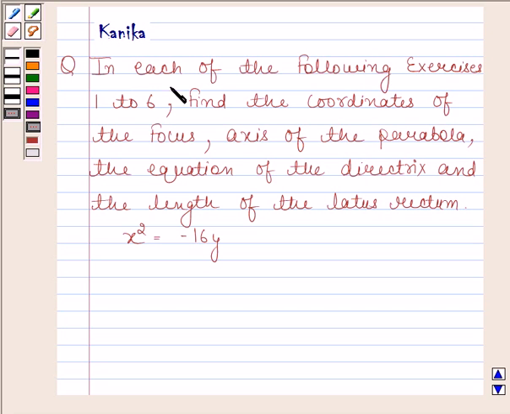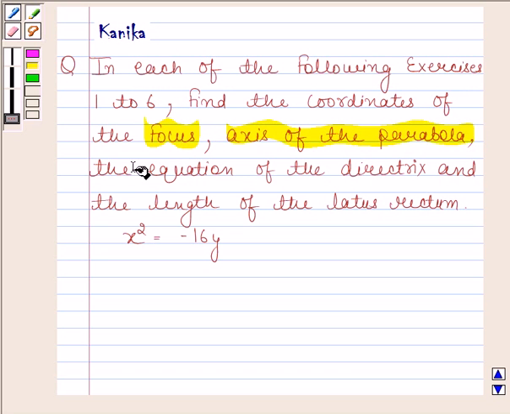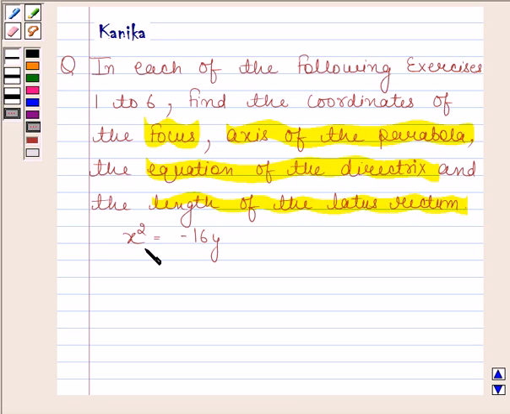The question says, in each of the following exercises 1 to 6, find the coordinates of the focus, axis of the parabola, the equation of the directrix, and the length of the latus rectum. Given equation of parabola is x squared equals minus 16y. Let's now begin with the solution.